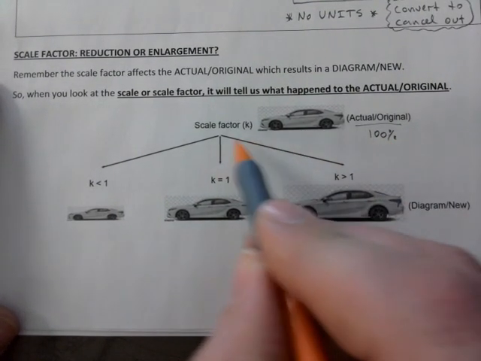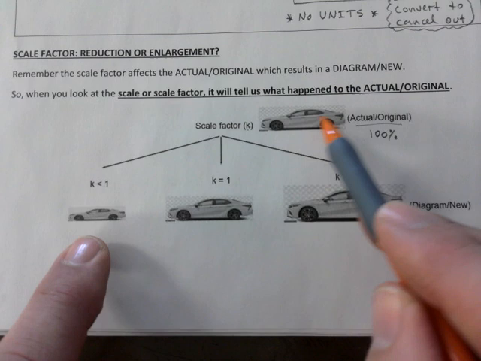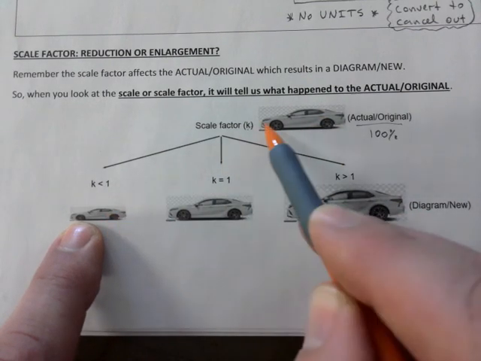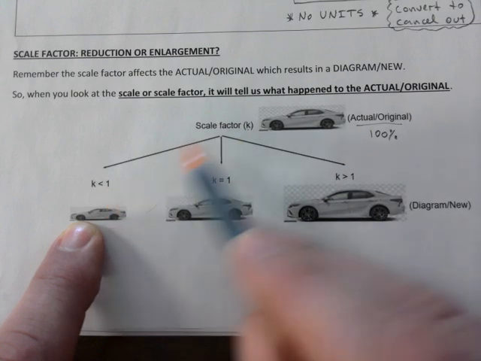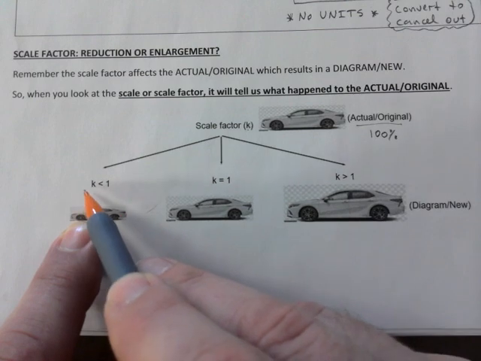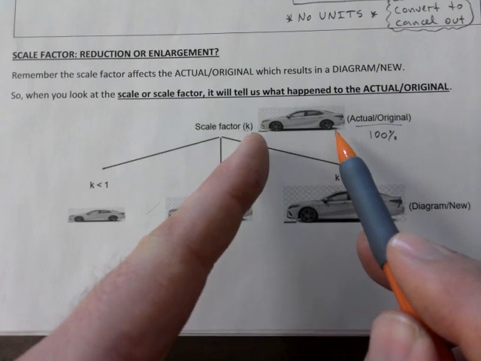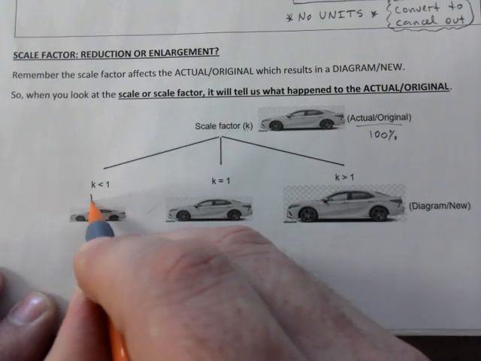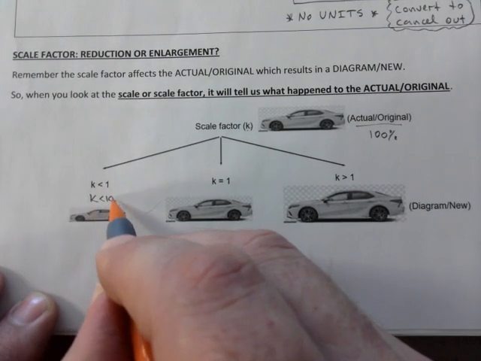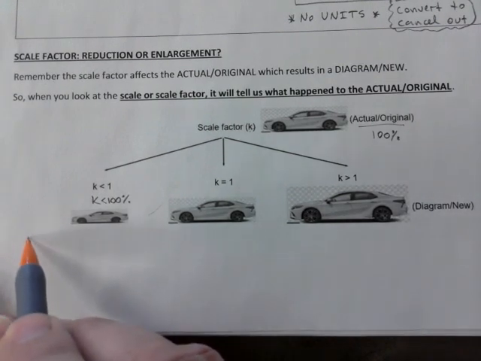If K, right, if that scale factor, when you compare it, let's say we compare the actual original to this one right here, you can tell that it got smaller, right? So we can visually determine that, but we can specifically know that by just looking at the value of K. If we were to take the length of this vehicle compared to the length of this one, K would end up being less than 1. We can also say that K is less than 100%. If you want to compare percentages, you can do that also, right? This would be a reduction.